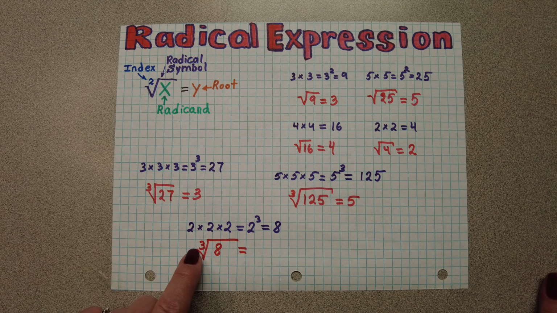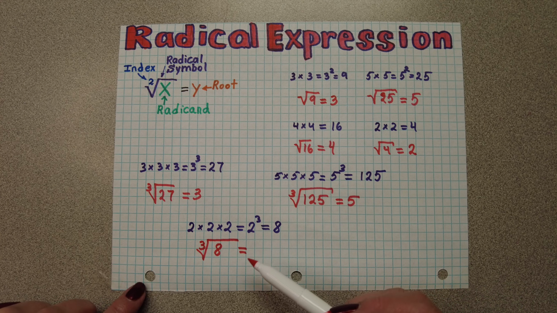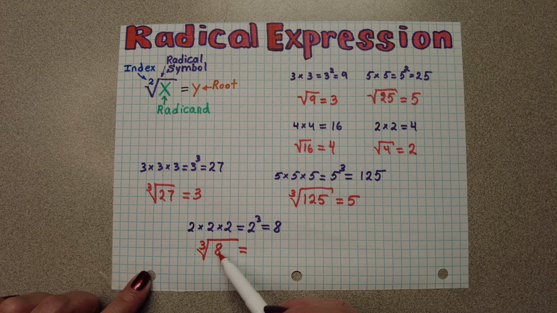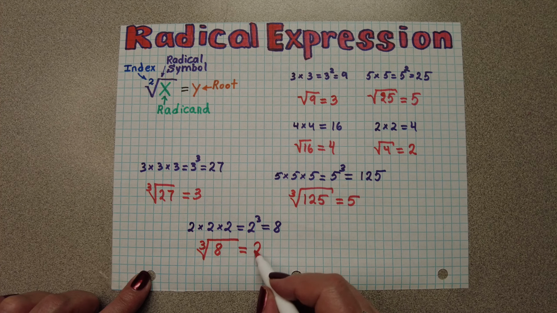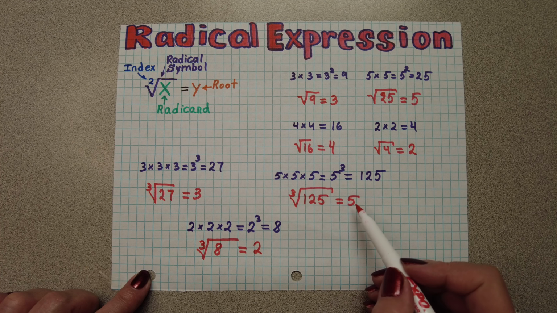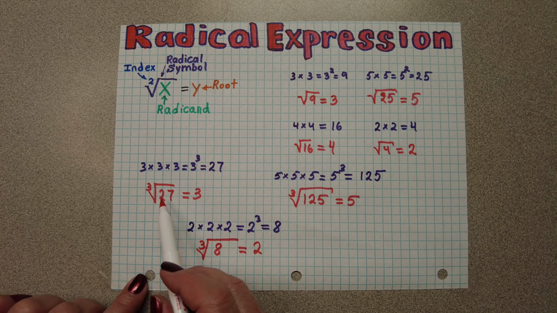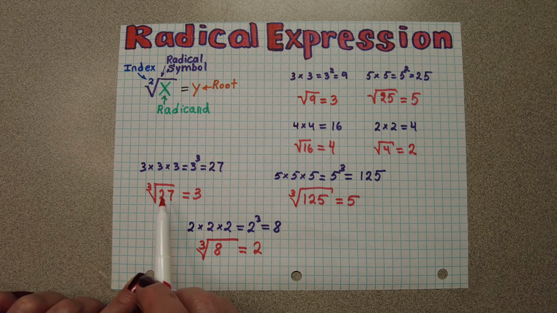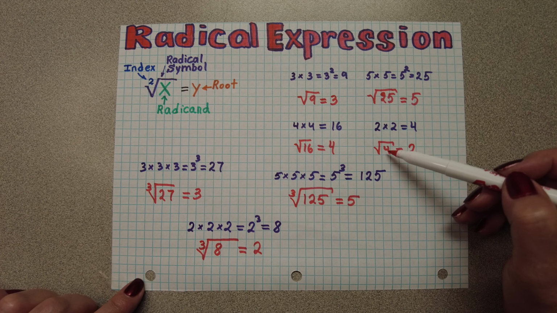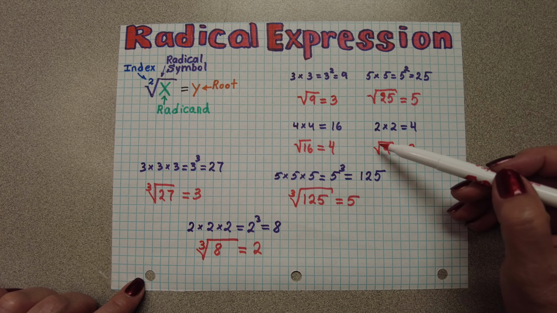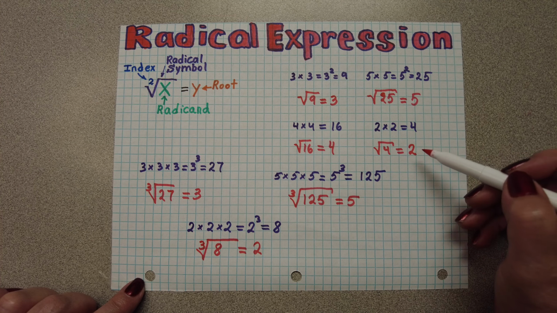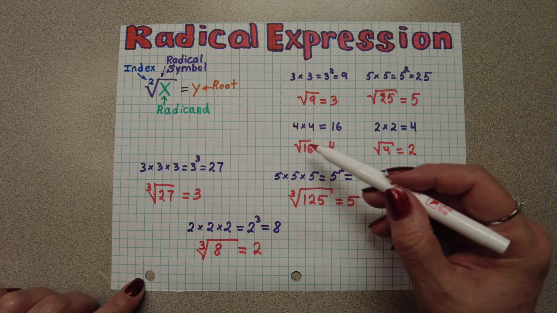What number's cube is 8? This way you can ask yourself, what number's cube makes 8? This is 2. What number's cube makes 125? This number is 5. What number's cube makes 27? This number is 3. What number's square makes square root of 4? What number's square is 4? This is 2. What number's square is 16?